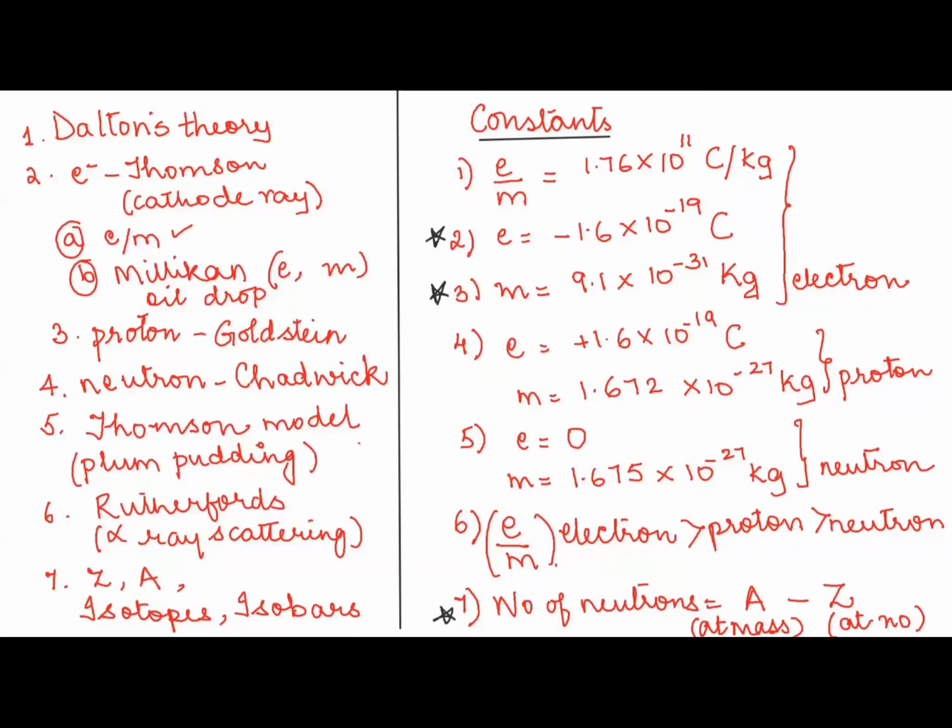So this chapter started with Dalton's theory. According to Dalton, he said that the atom is the smallest particle. It cannot be further divided. But then we found subatomic particles. Within the atom, we found further particles. So the electron was discovered by J.J. Thomson by cathode ray experiment. And he found out first the e by m value. The e by m value is this number here, very huge number. And then Millikan did oil drop experiment, and he found out first the charge and then the mass of electron.